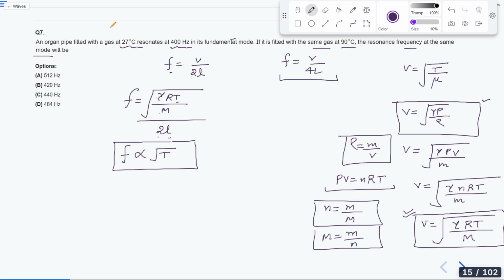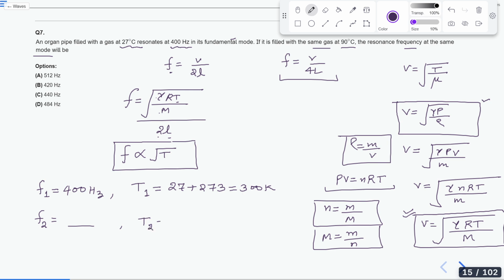So in the first case, frequency F1 is given as 400 hertz, and the temperature is given as 27 degrees Celsius. So 27 plus 273, that is 300 Kelvin. And you have to calculate F2.